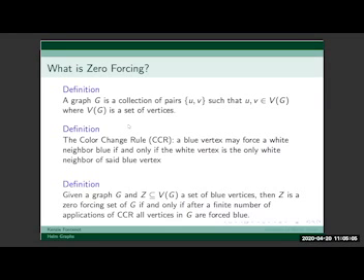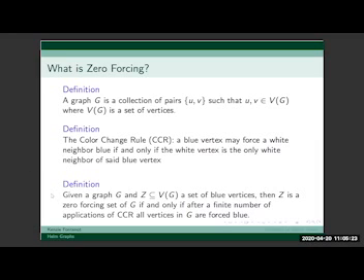And then our next definition is the color change rule, which we're going to be using pretty heavily from now on. Sometimes we denote it CCR. And this is just when a blue vertex can force a white neighbor blue if and only if that white vertex is the only white neighbor of the blue vertex.